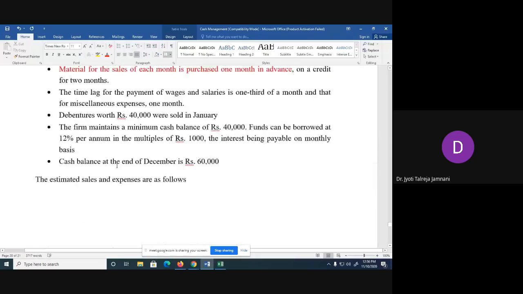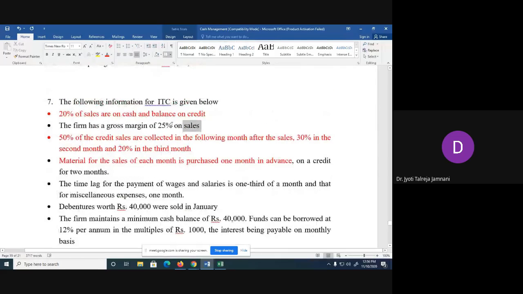How do we find it? Here, this point which I told you, I'll refer to it now. See what it tells. The firm has a gross margin of 25% on sales. That means out of the total sales, 25% is your gross profit. So the remaining 75% will be your cost, and that cost is nothing but your purchases. Is the logic clear? Whatever we are selling, 25% of that is profit. It is the gross profit or the gross margin. The rest, 75%, is our purchases.